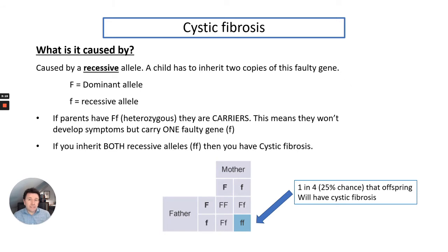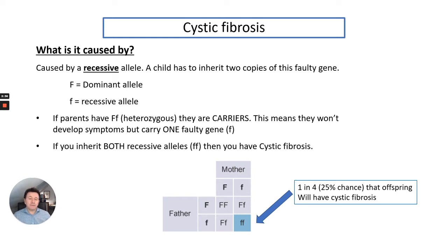It's caused by a recessive allele. So a child has to inherit 2 copies of this faulty gene from their parents, one from their mother and one from their father. In this case, capital F is the dominant allele and the recessive allele is shown as a lowercase f. If the parents are heterozygous, in other words, big F, little f, they are known as carriers. The parents won't have the symptoms of cystic fibrosis, but they carry one faulty allele. If you inherit both recessive alleles, then you have cystic fibrosis.